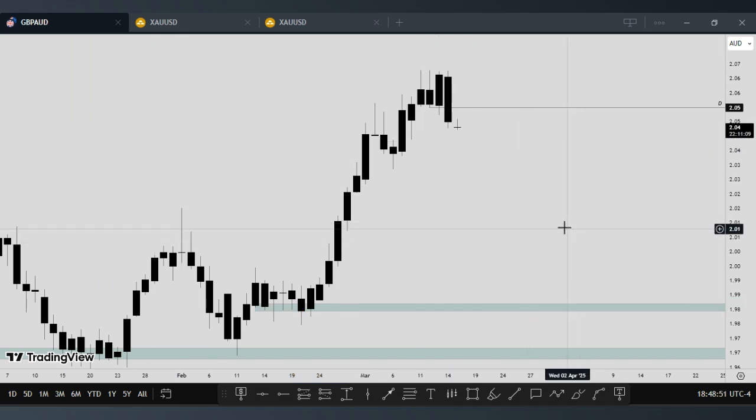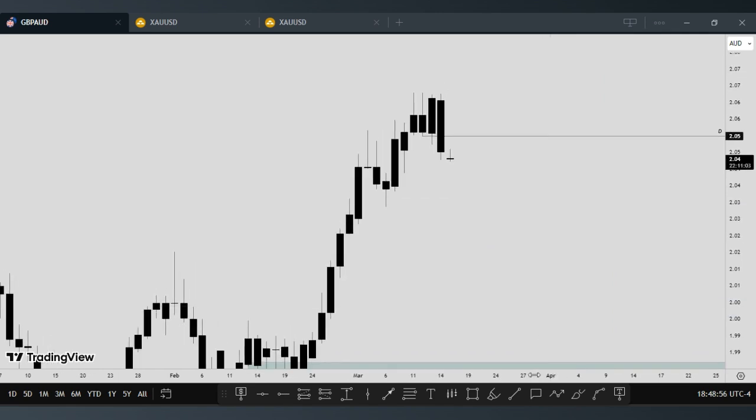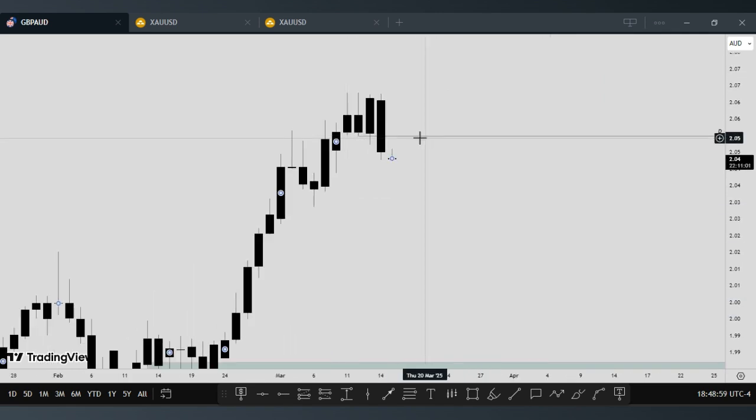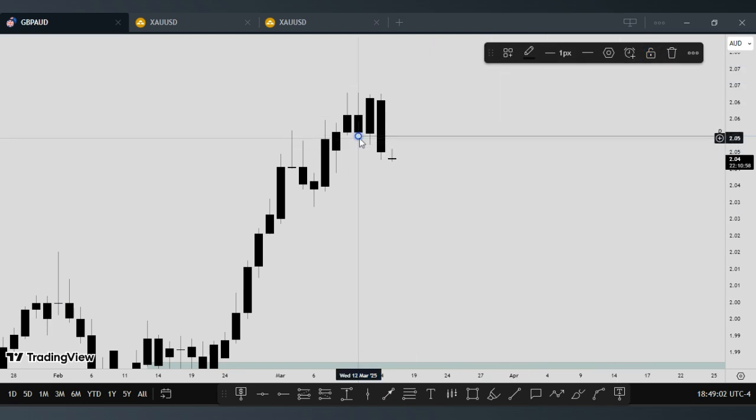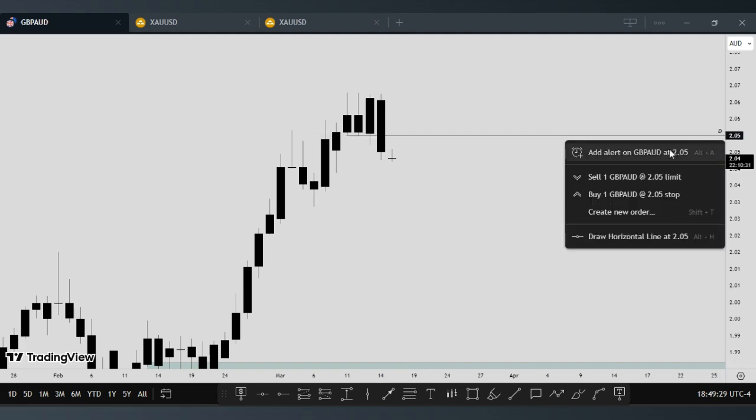If it holds as support broken, turn resistance, that's fine, but that's not all we're looking at. For GBP/AUD, I have this level here. If this particular day, Monday, 17th of March, taps into this level, it's going to be valid for a potential sell. Once we come into this level, that's when we are active. Yes, let's start looking for sell on GBP/AUD.